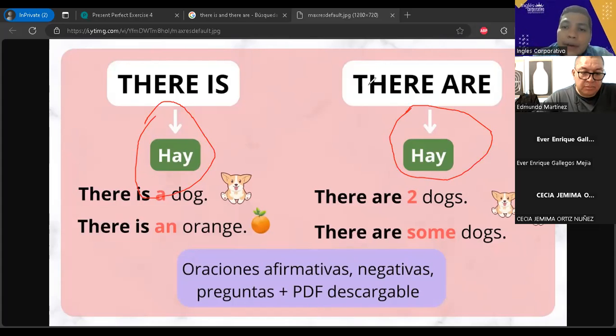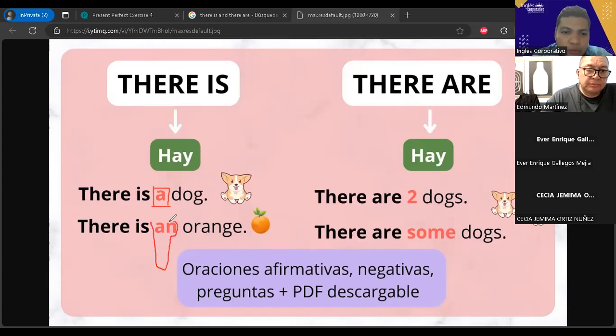When you're talking about this one right here, you actually have the article a, which means uno, right? And if this one right here, this also means uno as well, right? But the difference here is, voy a usar a si la siguiente palabra empieza con consonant, I'm going to use an if the next word empieza con una vowel. Esto ya lo sabíamos, right?